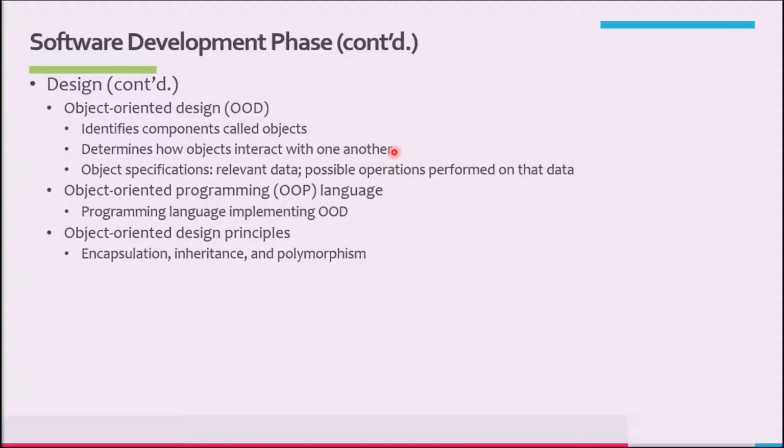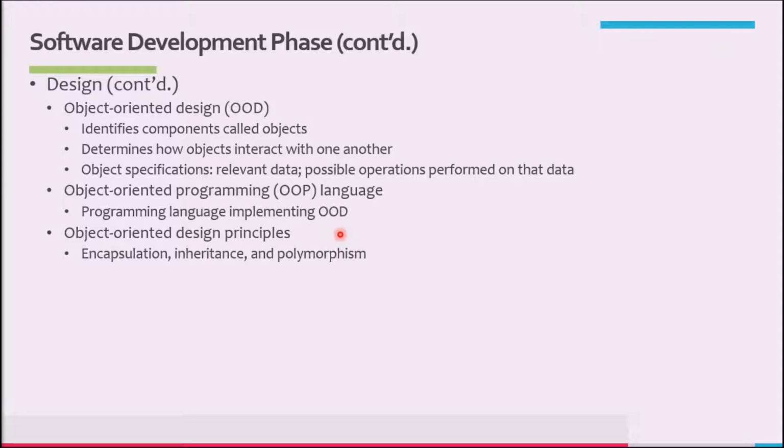For example, suppose you want to write a program that automates the video rental process for a local video store. The two main objects in this problem are the video and the customer. An object combines data and operations on the data into a single unit. In OOD, the final program is a collection of interacting objects. A programming language that implements OOD is an object-oriented programming language, or OOP.